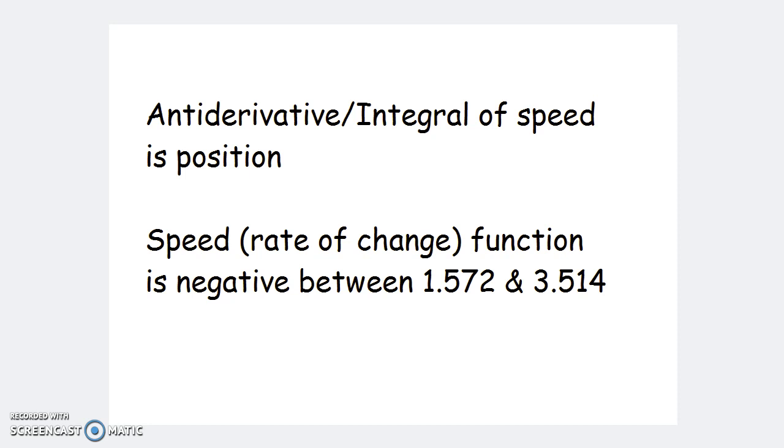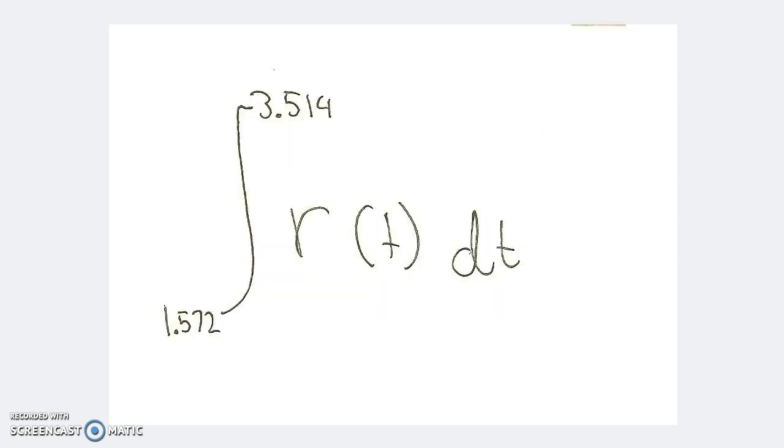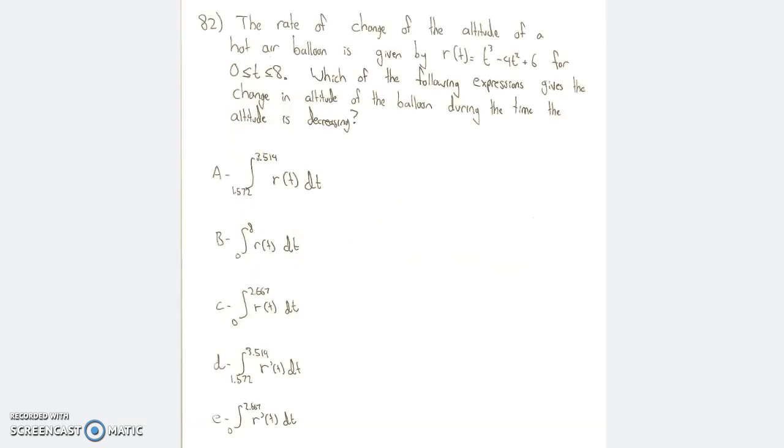With that in mind, as well as our endpoints, we can set up the integral, which is between 1.572 and 3.514 of r of t dt, which, if we go back here, is answer A.